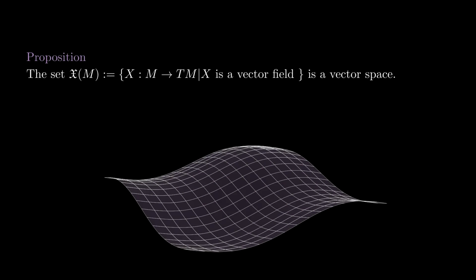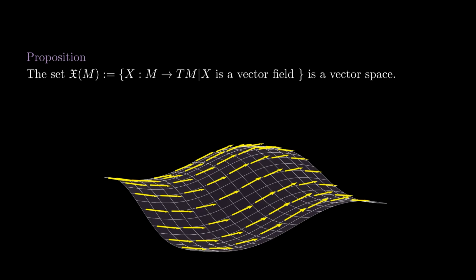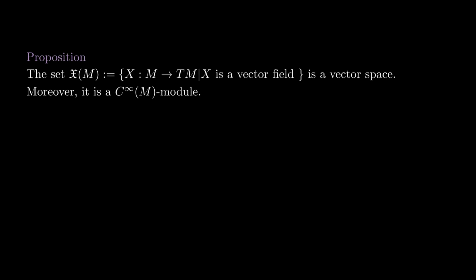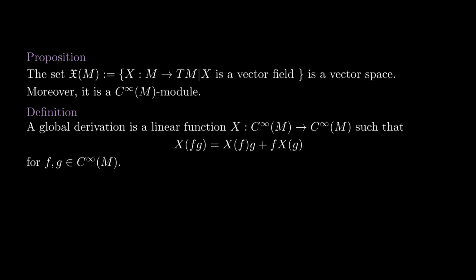The set of smooth vector fields is a vector space, because we can add and rescale vector fields. We denote this space of vector fields with this symbol. We also notice that this space is a C∞ of M module, because we can always rescale a vector field by a smooth function and it remains smooth. On a smooth manifold M, a global derivation is a linear function x from C∞ of M to itself that satisfies the Leibniz property. That is, x of fg is x of f times g plus f times x of g.